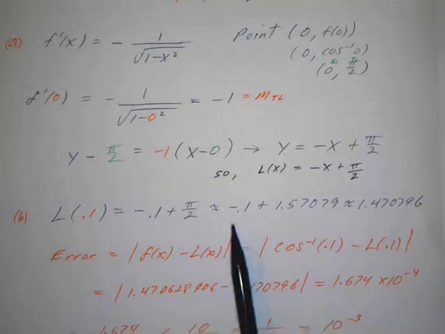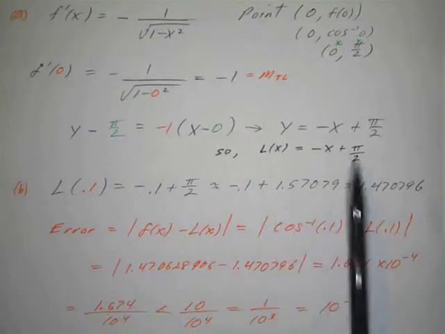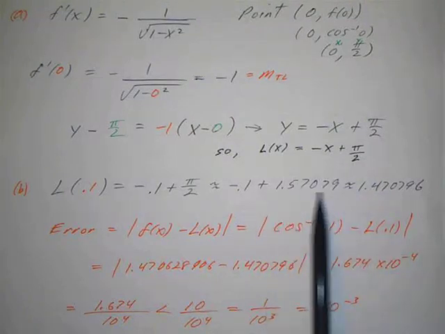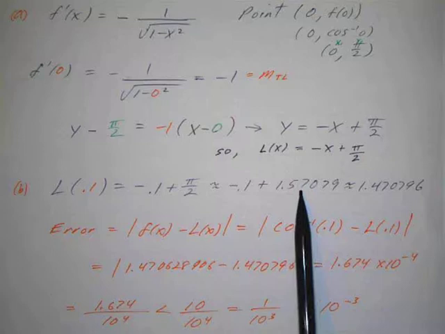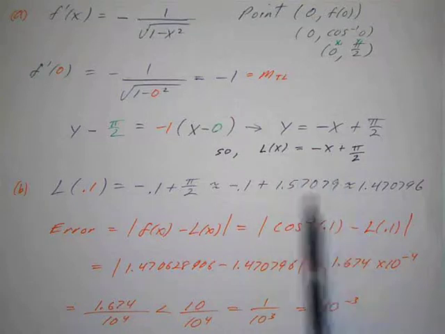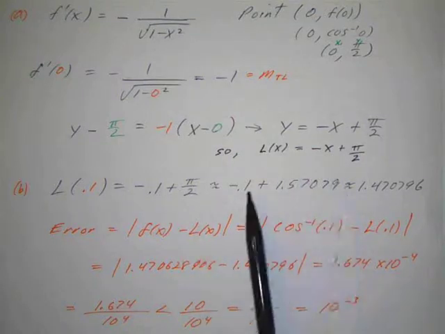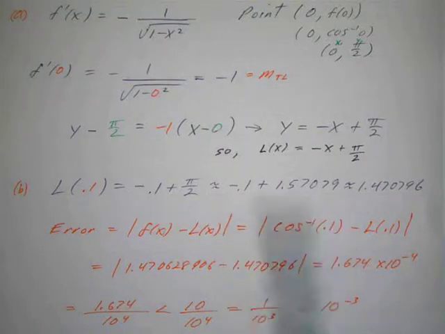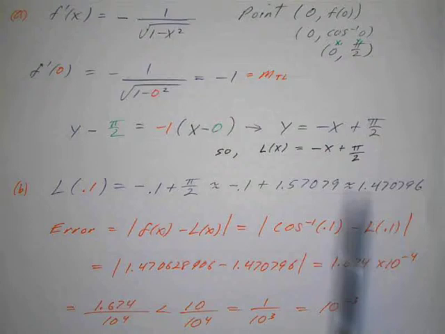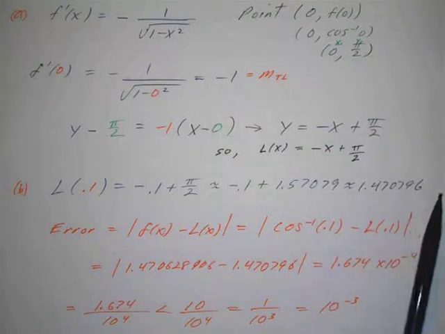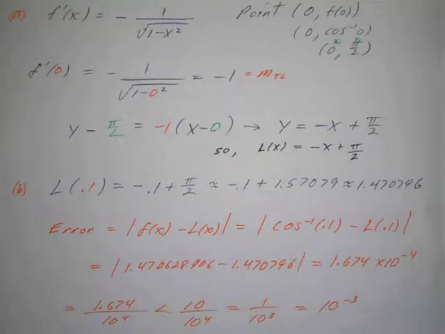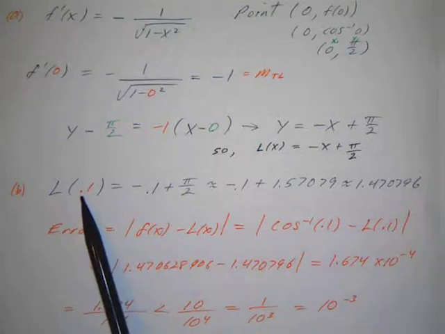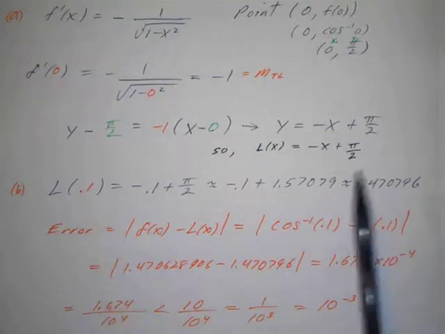So we've got negative 0.1. Remember we did this in a previous problem. If I take pi, which is 3.14159 with a bunch of decimals, and I divide it by 2, I get something like 1.57079. I carry it out a little bit farther. And if we take that positive 1.57079 minus 0.1, it ends up being 1.470797. So that's what we get when we take the linear approximation at 0.1.